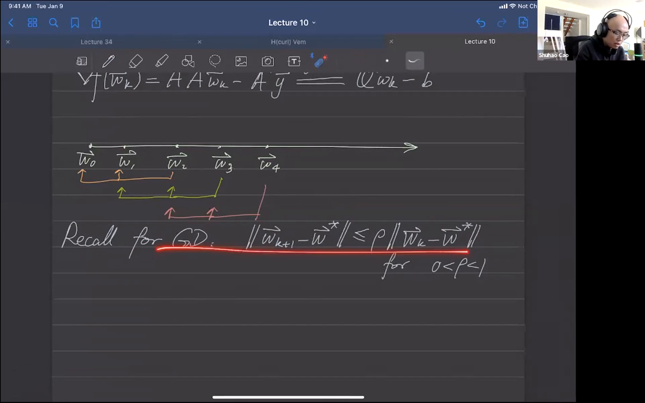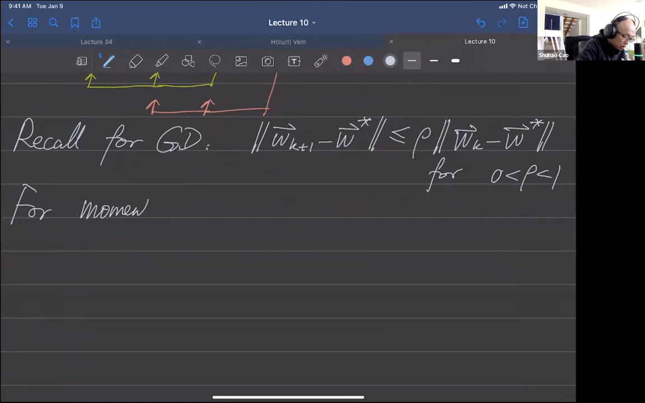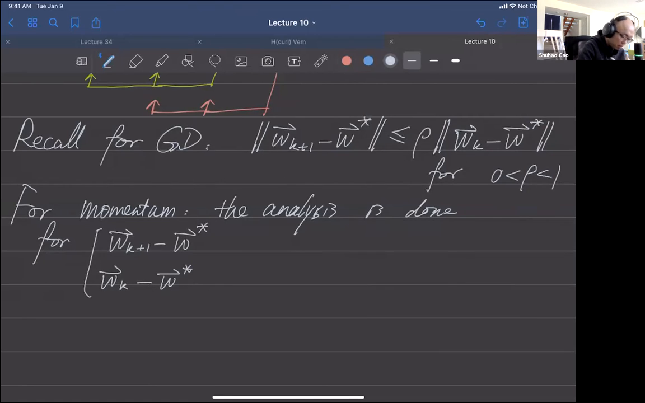Recall this is for the next iteration subtract the best, previous iteration subtract the best, but for momentum, because of this nature, that is, three terms are involved, we want to analyze. So for momentum, the analysis is done for a couple: W_{K+1} subtract the best W, and W_K subtract the best W, okay.